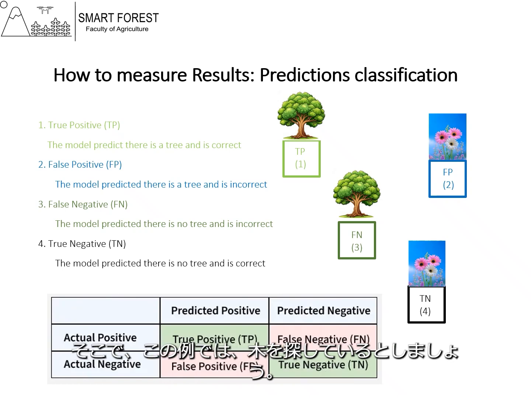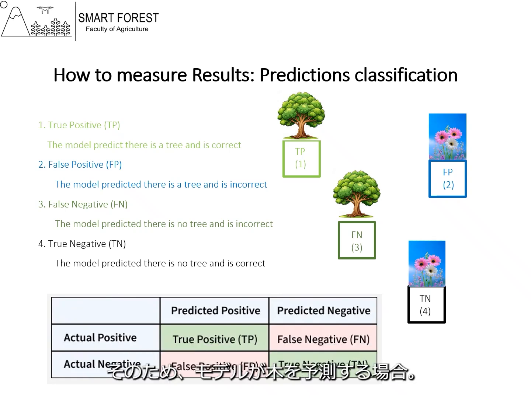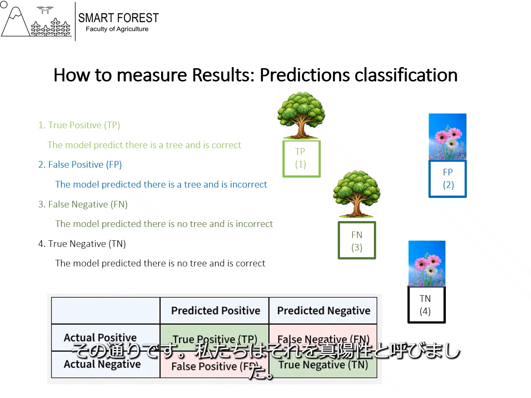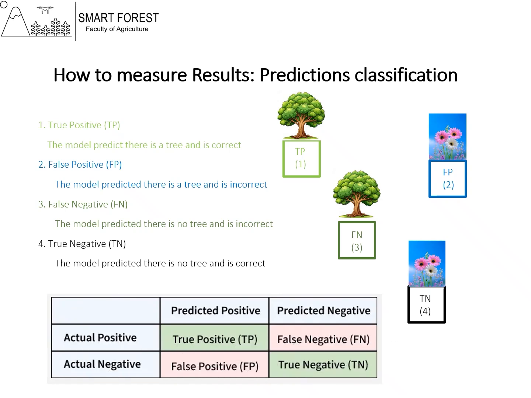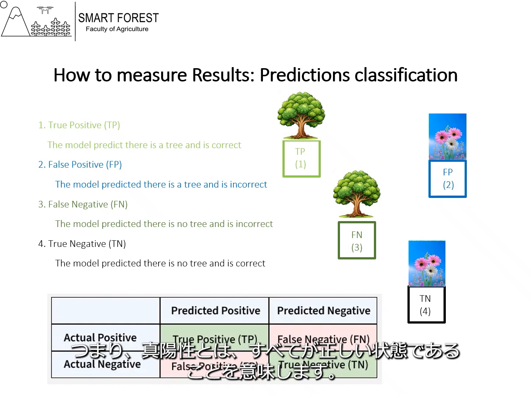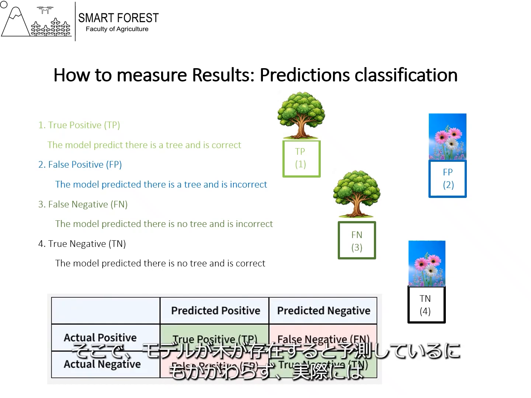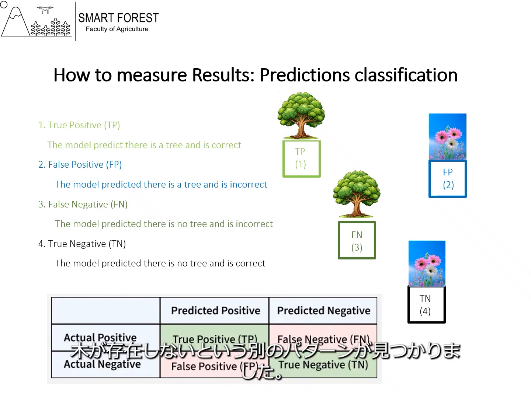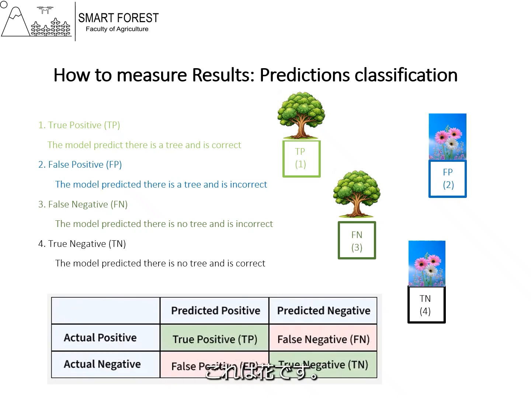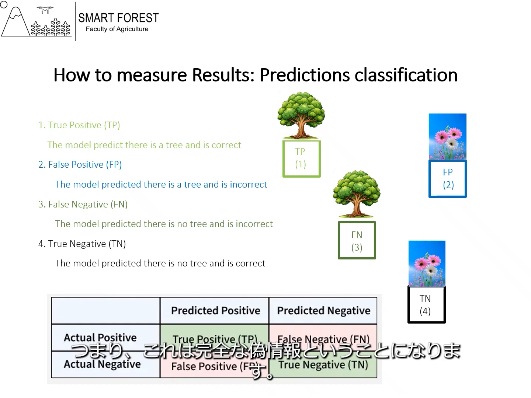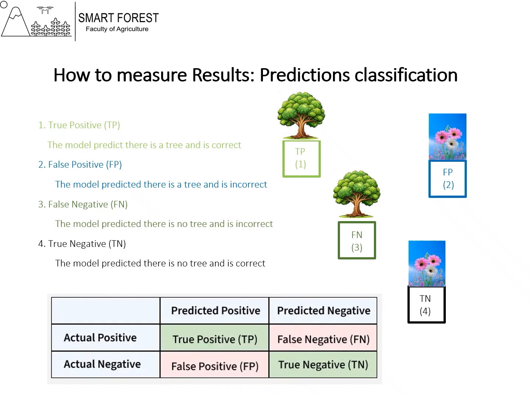So in this example, let's say that we are trying to find trees. When the model predicts a tree, and that is correct, we call it a true positive. So true positive is everything is correct. Then we find another pattern in which the model predicts that there is a tree, but there is no tree. It's a flower, but the model for some reason makes a mistake and thinks that it's a tree. So this is called a false positive.